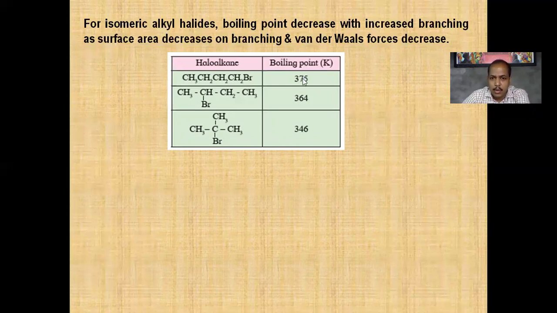does it indicate? Boiling point goes on decreasing, that is 375 to 346. This is due to increased branching, as surface area decreases on branching and van der Waals force also decreases, and hence boiling point decreases. So if we consider the same type of alkyl halide, boiling point increases as atomic mass or molecular mass increases. As the number of carbon atoms in the chain increases, boiling point also increases. But if branching increases, the boiling point decreases.